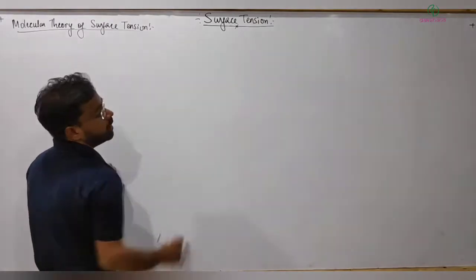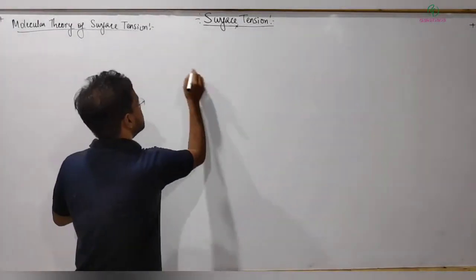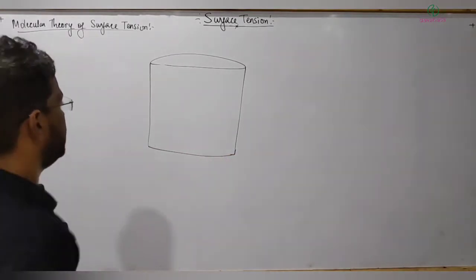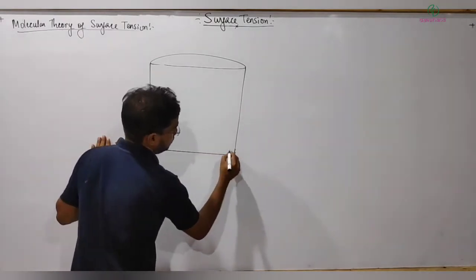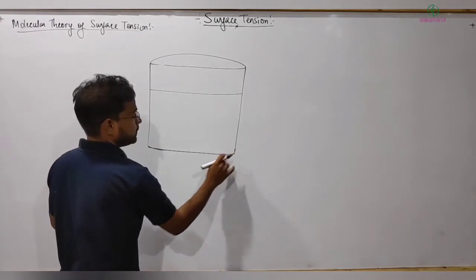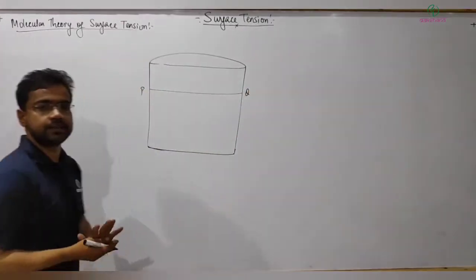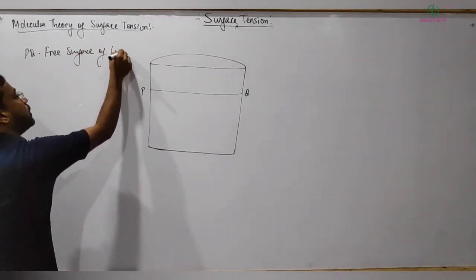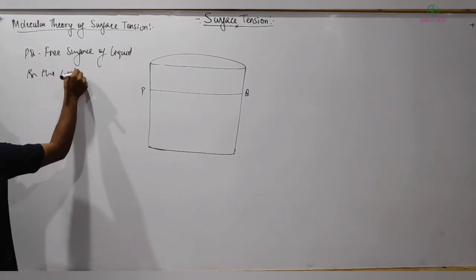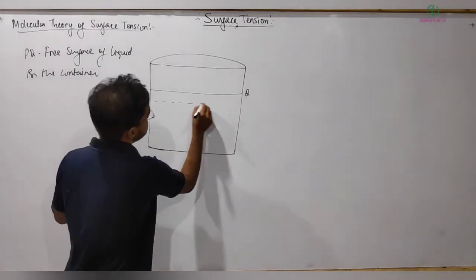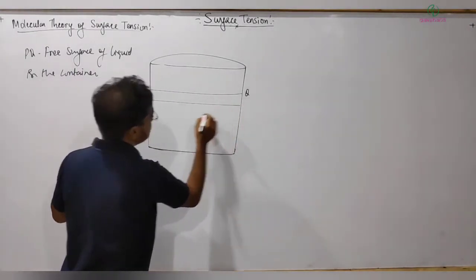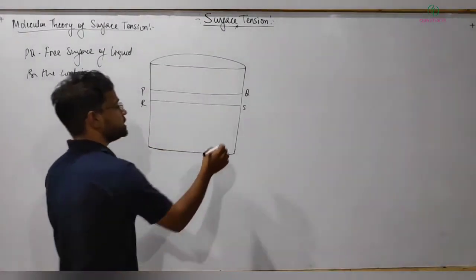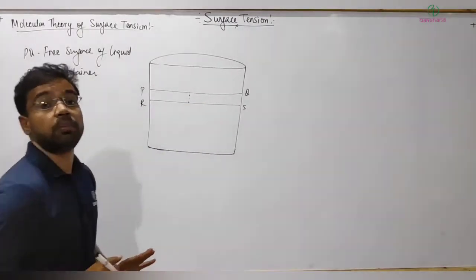So we understood here two terms, molecular radius and sphere of influence. Let's consider this is a container and some liquid is filled in this container. Let's say PQ is the free surface of liquid in the container. And I'm taking another surface, let's say this is RS. RS is another surface which is inside the liquid, but this distance is equal to molecular range.